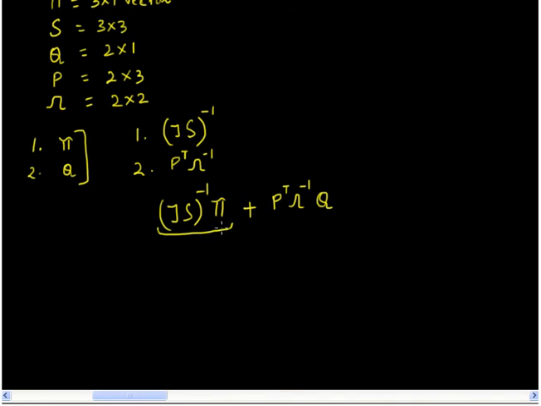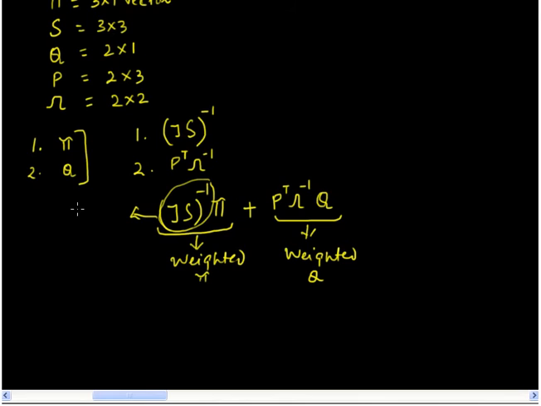So, well, what is this then? This is weighted pi. And what is this? These are our weighted views. So we can write weighted Q. Well, this here is the weight on pi, and this item here is the weight on Q.